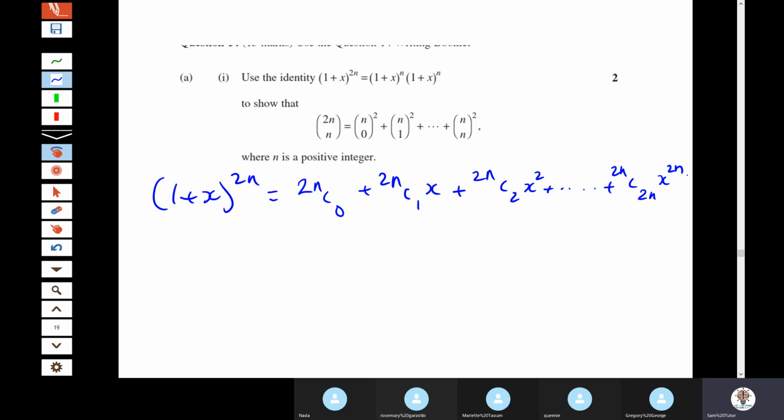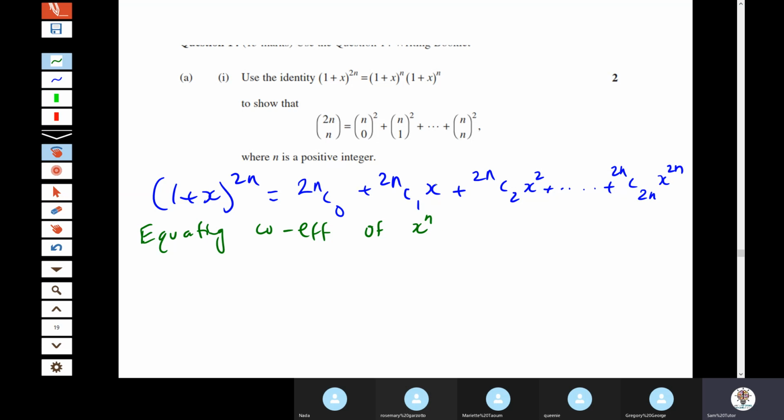Anyone? Queenie, you think you got it? No? The trick is this. You look at the left-hand side. It says 2n choose n. When are you going to get an n? You're going to get it at x to the n. So you're equating coefficients of x to the n. Does that make sense? Equating coefficients of x to the n.